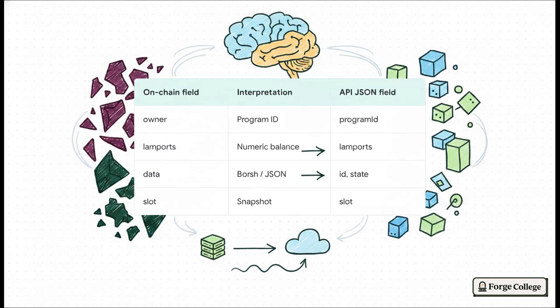Let's think about this translation process in action. We are taking somewhat alien blockchain terms and turning them into friendly API JSON fields that Web 2 consumers actually expect. The on-chain owner becomes a nice clean string called program ID. Lamports stays as a numeric balance, but maybe we convert it to a more readable decimal format. And that opaque data byte array, we run that right through a Borsh deserializer to output a beautiful JSON object with properly named fields like ID or state. Oh, and we definitely add crucial metadata like mapping the current block to a slot field. This right here is basically your master translation matrix.